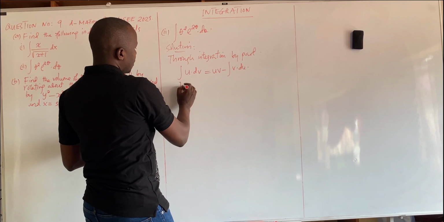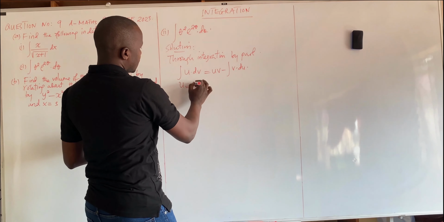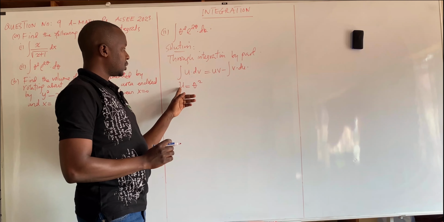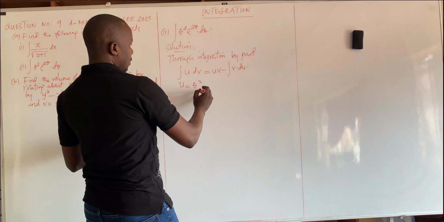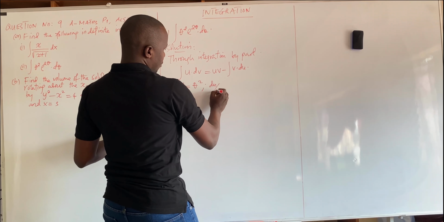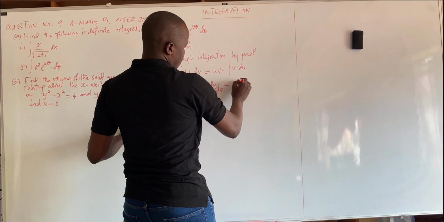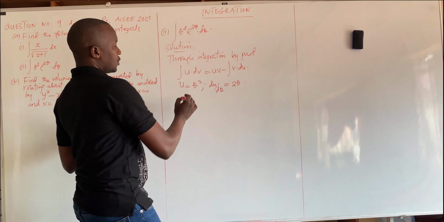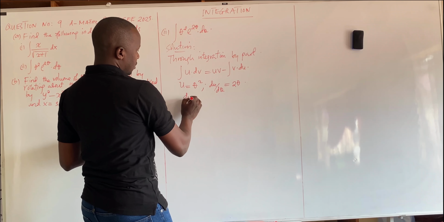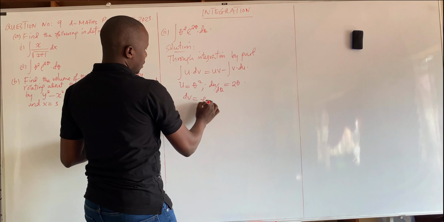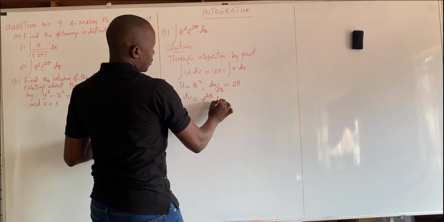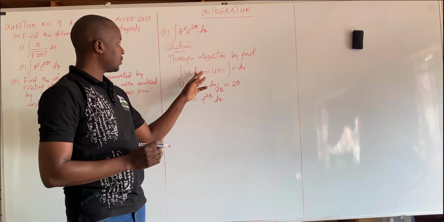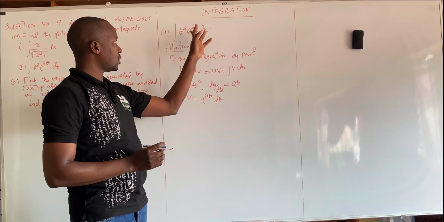It means now u is let us say theta squared. So from there, we differentiate du with respect to theta. So here now becomes du d theta equals to 2 theta. Again, we want to know what is v, so we can take this dv now equals to e raised to 2 theta d theta. So we equate dv is equal to all these.